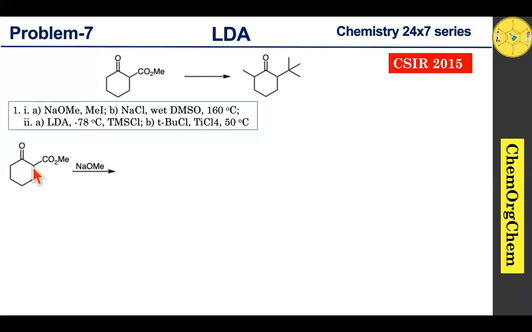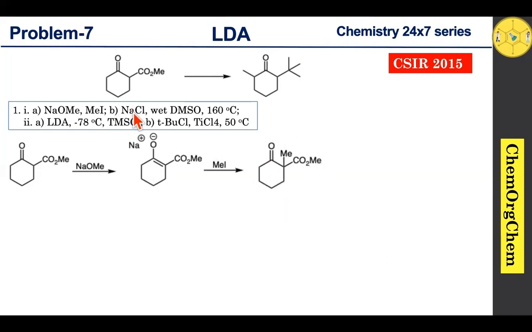Particularly this site is more acidic since it is present in between two carbonyl groups. Therefore, when you use sodium methoxide, it readily takes the proton from this site, which readily produces the corresponding thermodynamically stable enolate ion. After the formation of the thermodynamically stable enolate, it readily reacts with methyl iodide by an SN2 type of reaction, which produces the corresponding alkylated product.